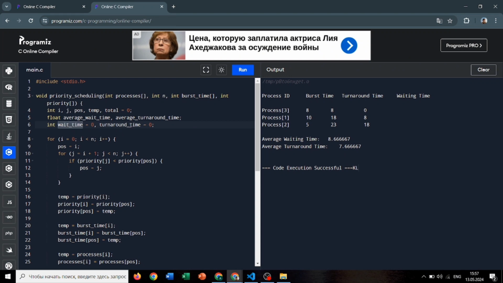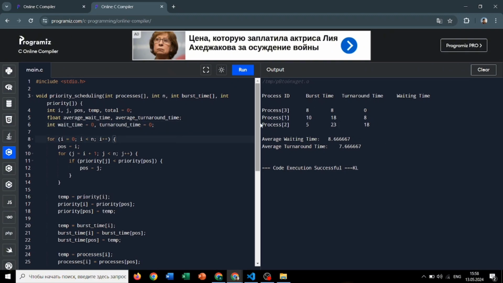For each process, turnaround time is the total time from the start until a process completes here. And waiting time is calculated as turnaround time minus the burst time. Okay, do you understand it? So we can understand that 8 minus 8 is equal to 0. And 23 minus 5 is equal to 18. Okay, I hope you understand it.